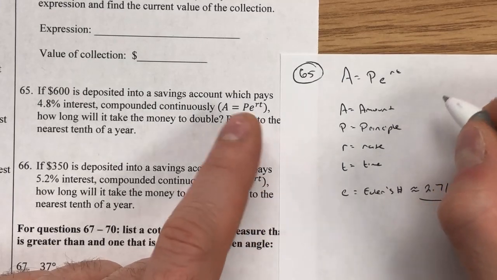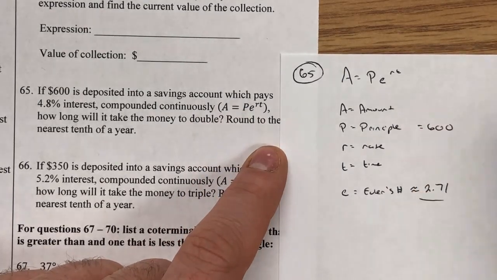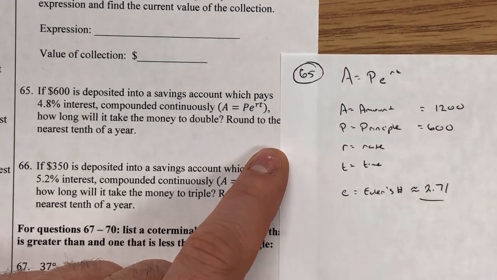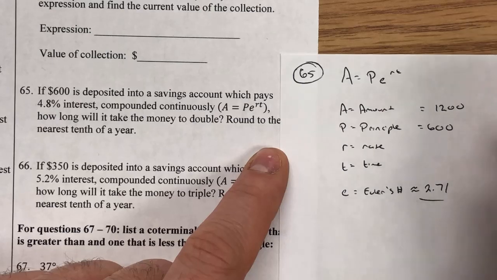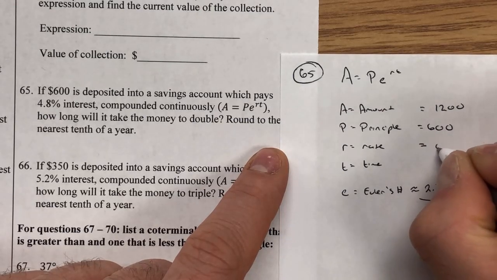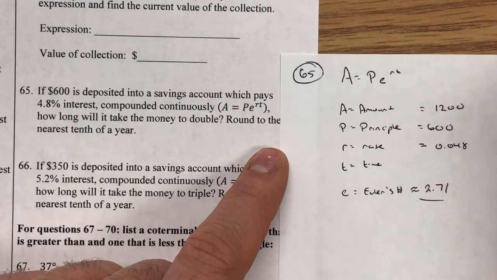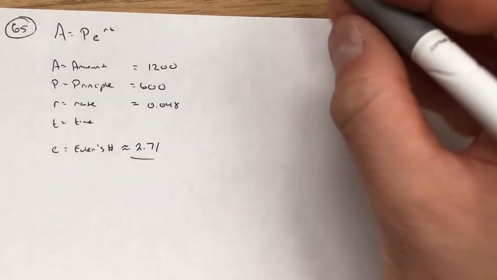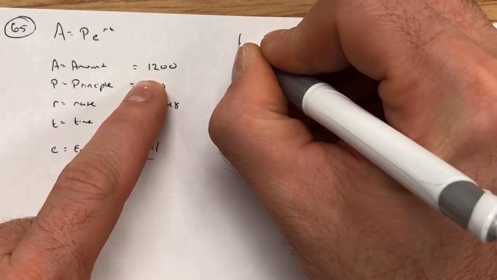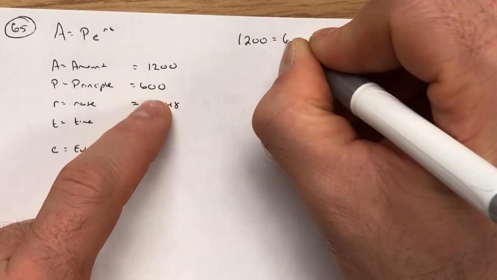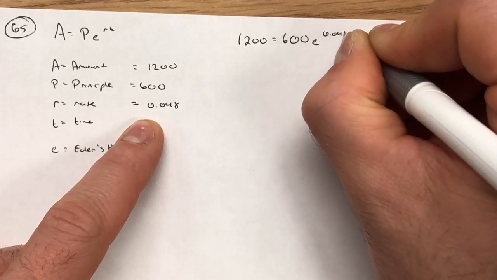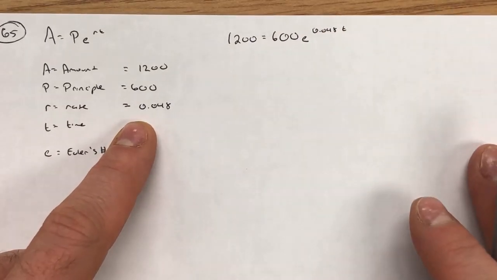Let's see. If my initial amount is $600, I know I want to find the amount for it to double, which means it's going to end up being $1,200. We have a 4.8% interest, so 0.048. And there we go. Let's figure out what we've got going on here. Okay, so I've got everything but the T for time. Let's fill this out. So 1,200 is 600 times E raised to the 0.048 T. I want to solve for T.